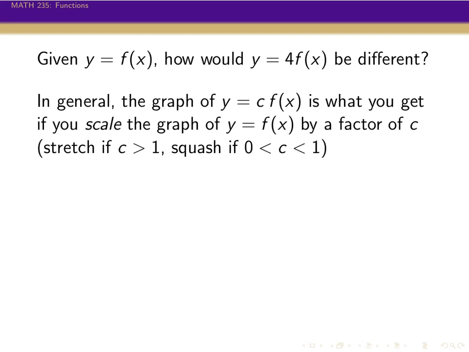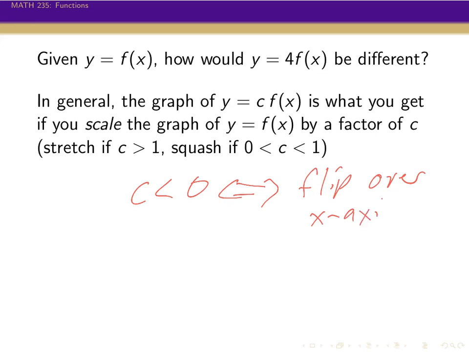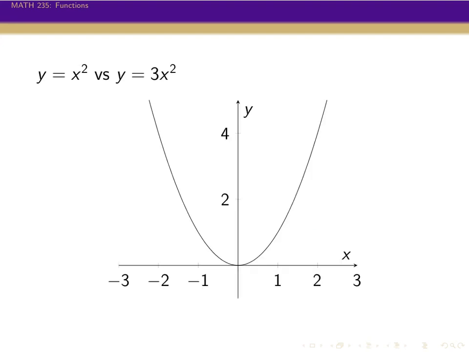Now, if c is less than 0, then if it was positive, you'd be making it negative, and if it was negative, you'd be making it positive. And so this corresponds to there also being a flip over the x-axis, because it's swapping positives and negatives. Okay, so let's try and visualize this. Again, starting with x squared, how would y equals 3x squared be bigger?